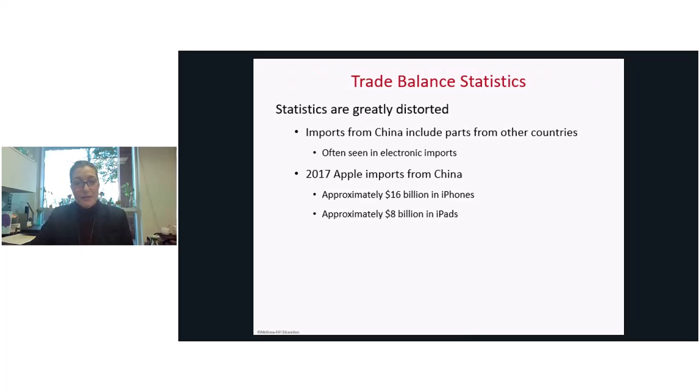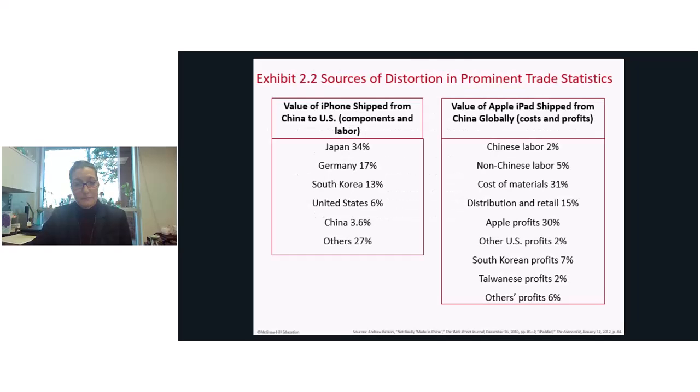Now, trade balance statistics can be greatly distorted. Imports from China include parts from other countries as well. So we'll often see this taking place in electronic imports. And in 2017, for example, Apple imported from China approximately 16 billion in iPhones and 8 billion in iPads. So there's sources of distortion.